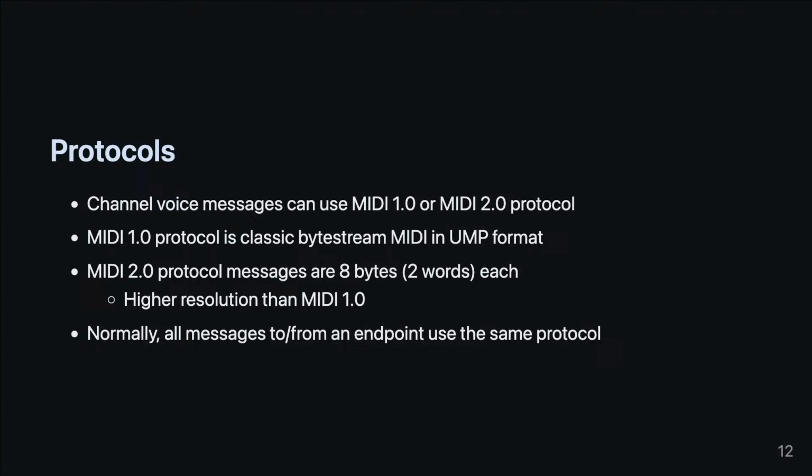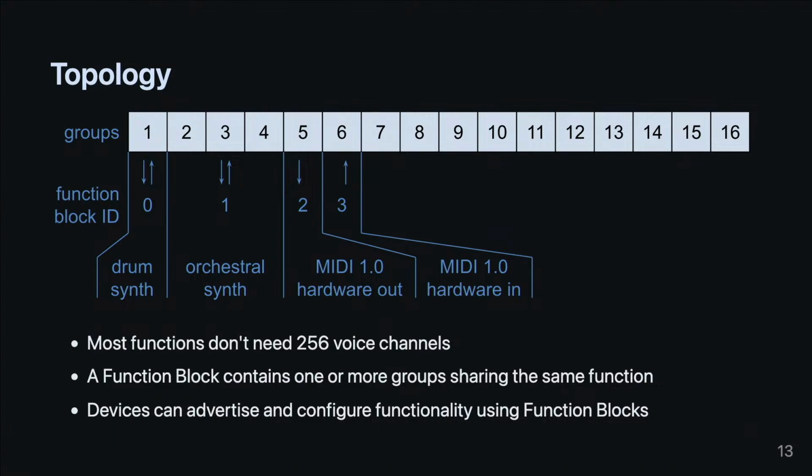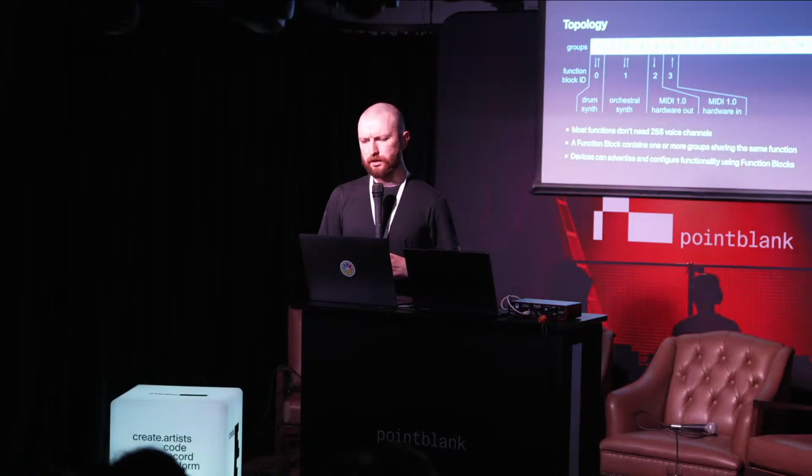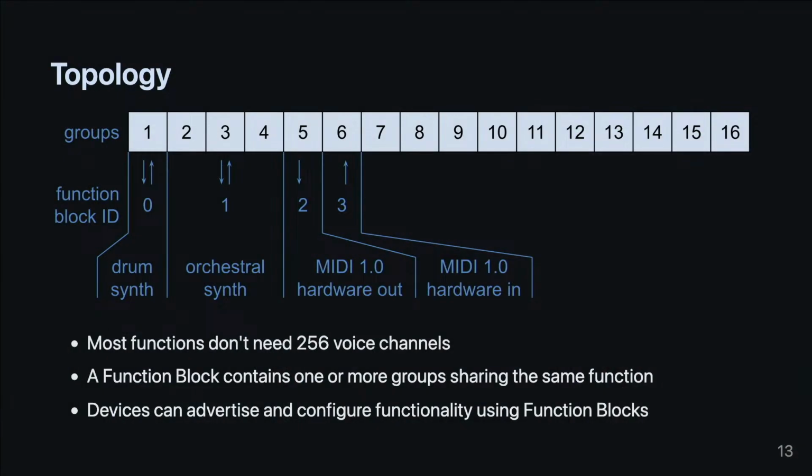So discovery is a way for us to be able to find out which protocols a device can support, and then also select a profile once we know that high resolution messages are available. In terms of topology, I've already mentioned that we have 256 possible MIDI channels now, but that's probably overkill for most musical functions. Generally, you don't need that much polyphony all on one musical device.